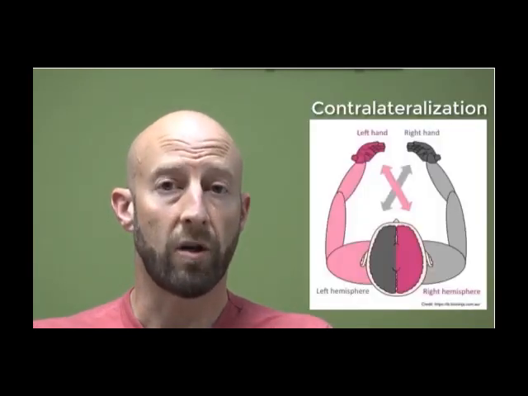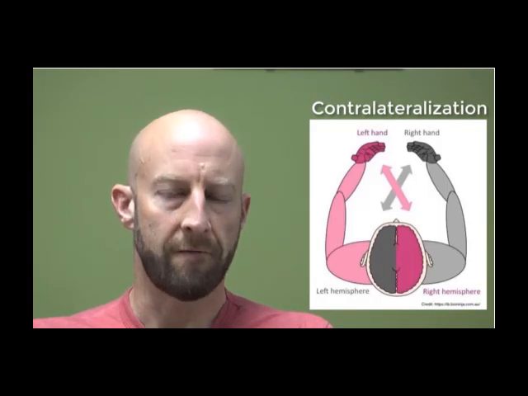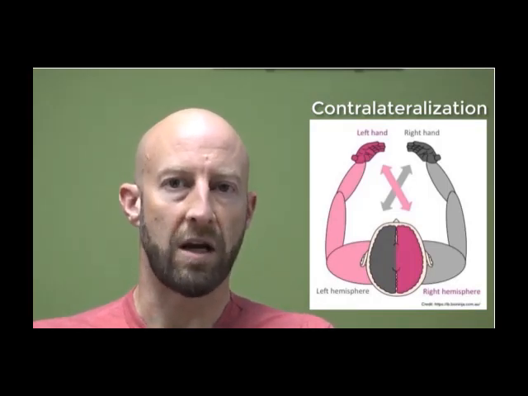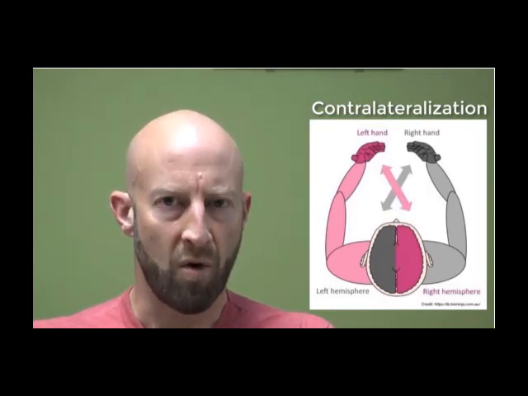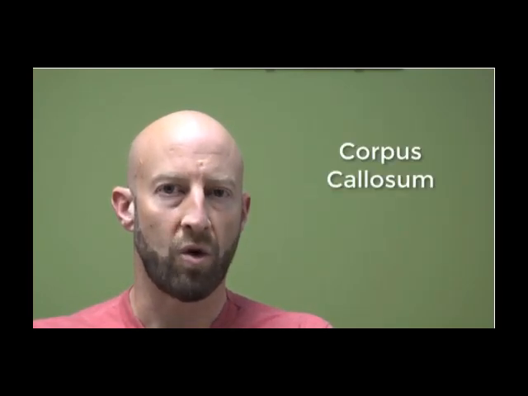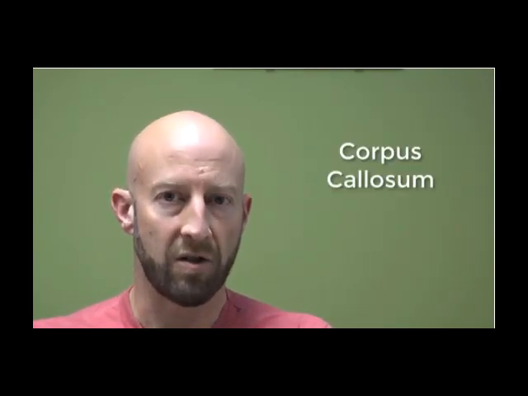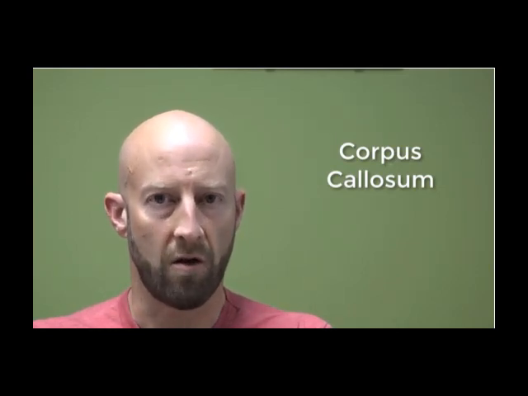Moreover, the relationship between the brain and the body is contralateral, which means that the right hemisphere of the brain controls the left side of the body, and the left hemisphere of the brain controls the right side of the body. The left and right hemispheres of the brain are connected by a bundle of nerve fibers called the corpus callosum, which allows the right and left hemispheres to communicate information with one another.